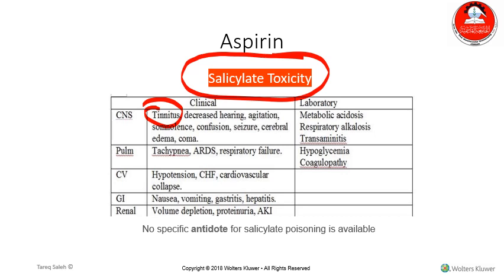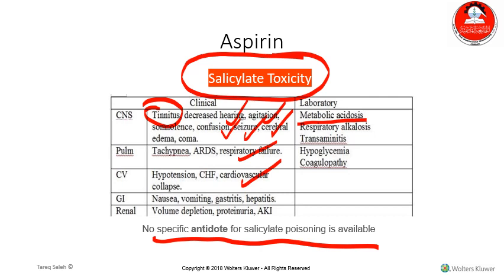This progresses to defective hearing, agitation, confusion, and even to life-threatening seizures and cerebral edema. The patients usually develop metabolic acidosis resulting from the buildup of salicylic acid. They can have respiratory failure and cardiovascular collapse. So it's a very life-threatening condition. Unfortunately, there is no specific antidote for salicylate poisoning, and you have to manage all these problems separately. For example, patients will require renal dialysis, correction of metabolic acidosis, and probably assisted ventilation if they develop respiratory failure.